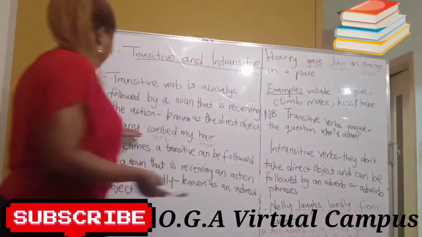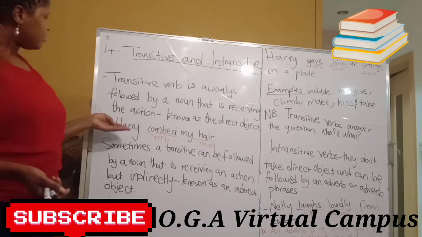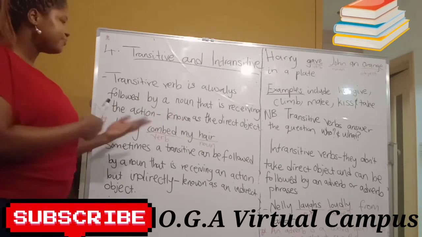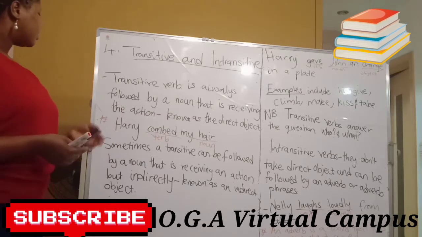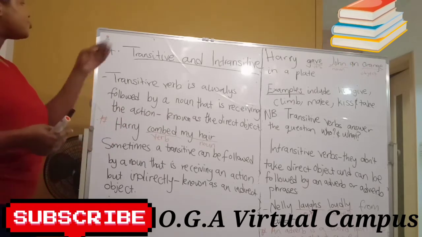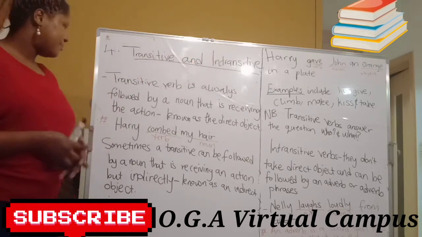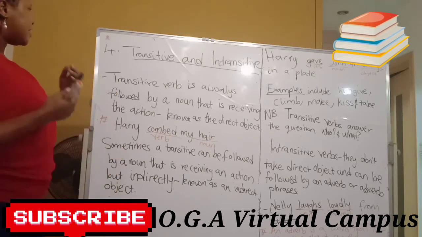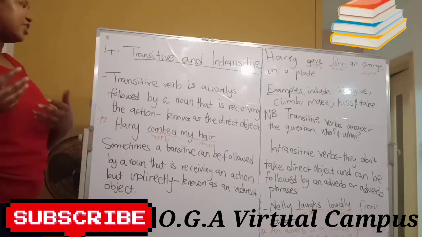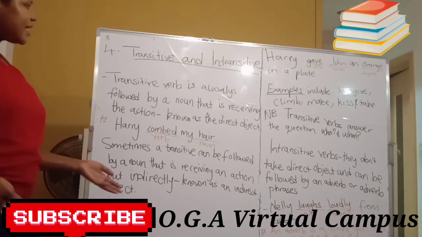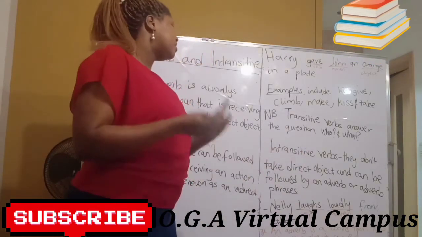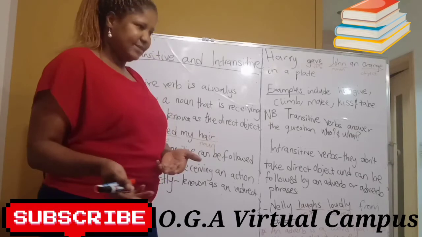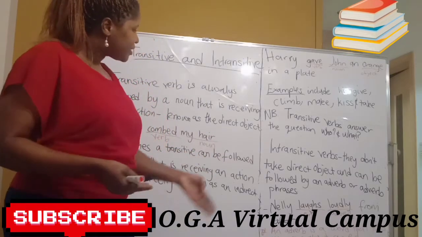Unlike the first sentence here that we have a verb followed by a noun. They are different. So you should take note of that. That's how you differentiate the transitive and intransitive verb. Transitive verbs are always followed by a noun that is receiving the action, known as the direct object. Whereas the intransitive verbs, they don't take a direct object and can be followed by an adverb or adverb phrases. Okay?